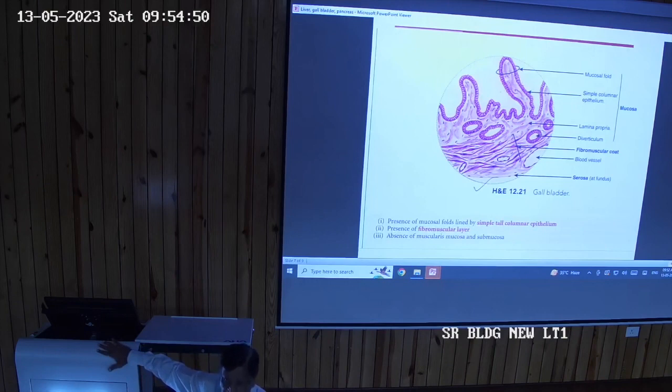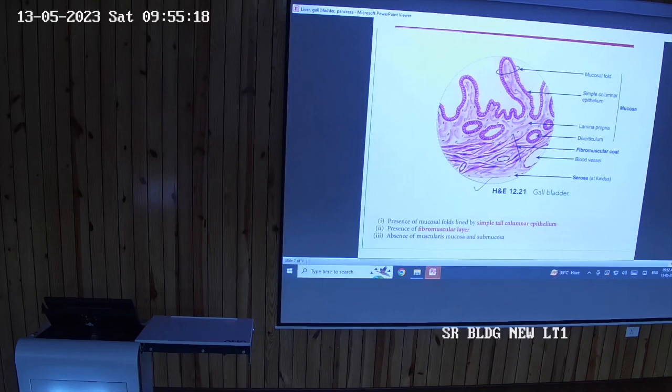The function of the gallbladder is storage and concentration. So there is no necessity of the muscularis mucosa. Clear? Contraction of the muscularis mucosa helps in the movement of the villi. Here the purpose is different. The function of the gallbladder is storage of the bile and concentration. Because of that, no muscularis mucosa.